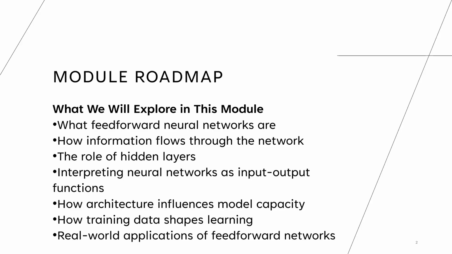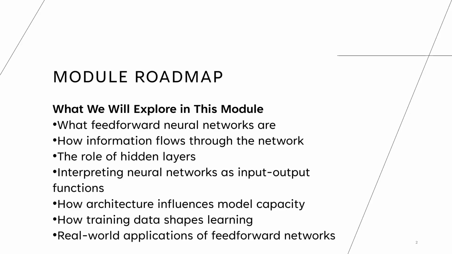First, we will discuss what feed-forward neural networks are and why they are considered the most basic architecture in neural network design. Next, we will examine how information flows through the network and how data moves step by step from the input layer toward the final output. We will also explore the role of hidden layers and how they allow a neural network to learn useful internal representations of data.